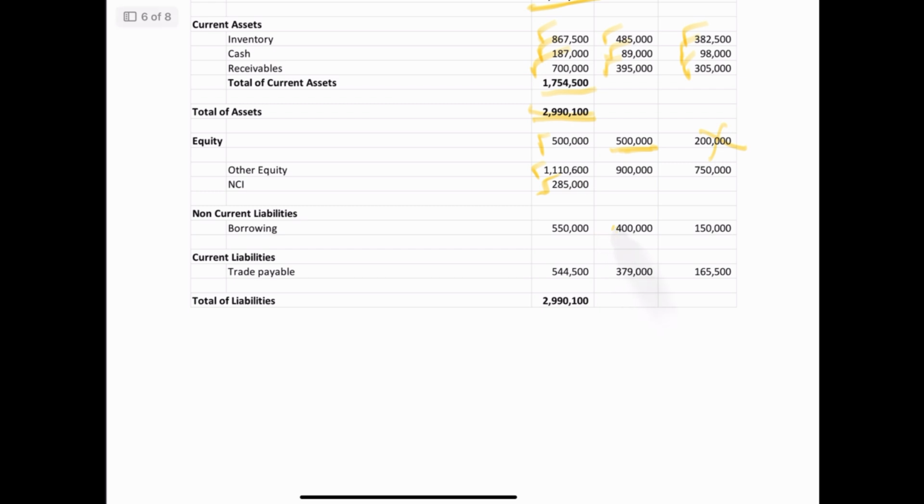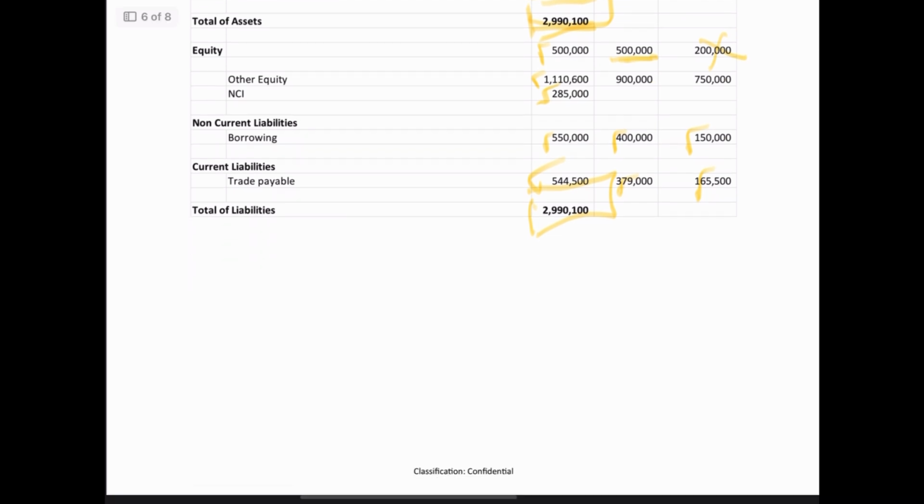Then borrowing, you can simply add the H Limited and S Limited borrowing value. Trade payable also we can simply add. So this will give the total liability 29 lakh 90 100 and total assets also 29 lakh 90 100. So this is how the consolidated balance sheet needs to be prepared.